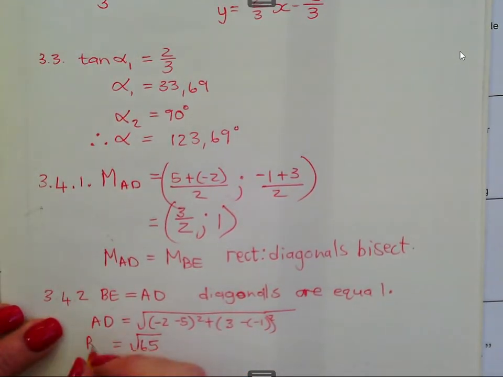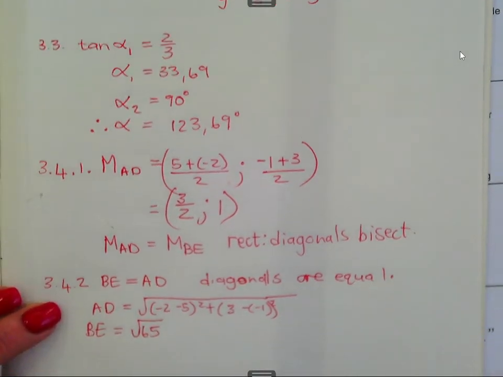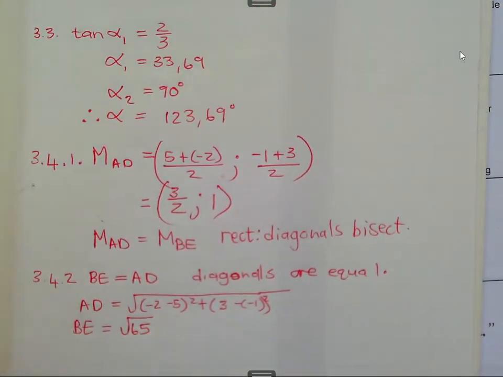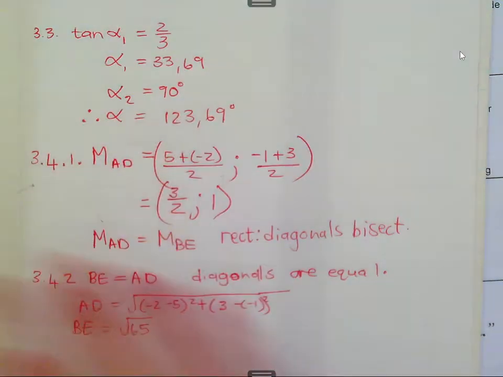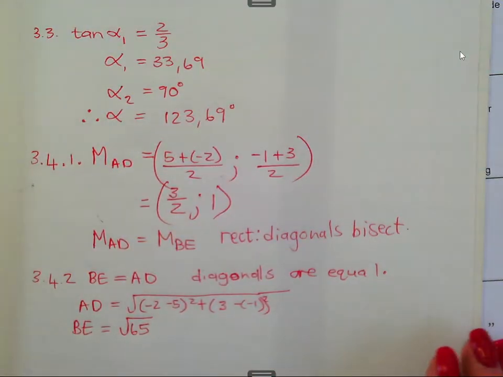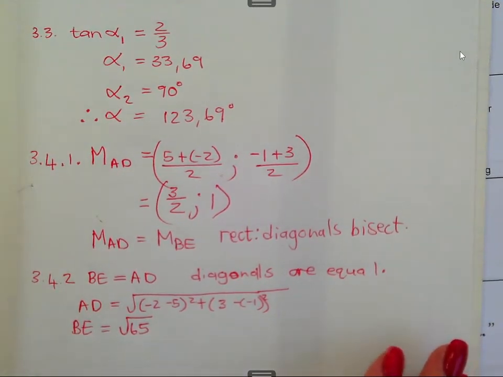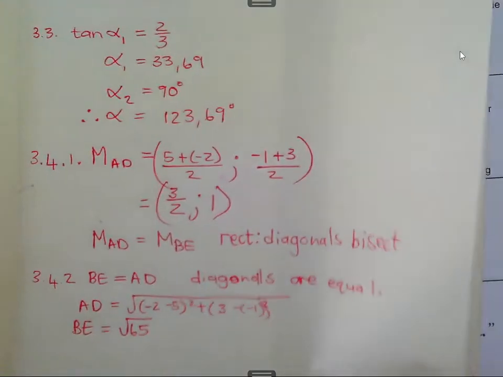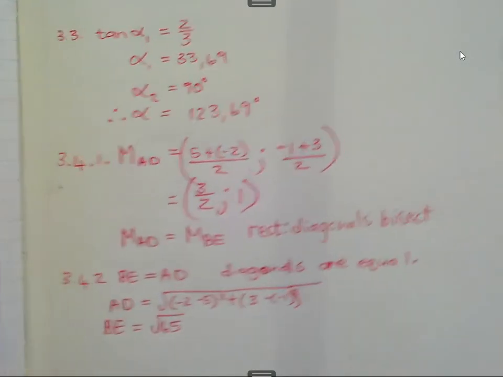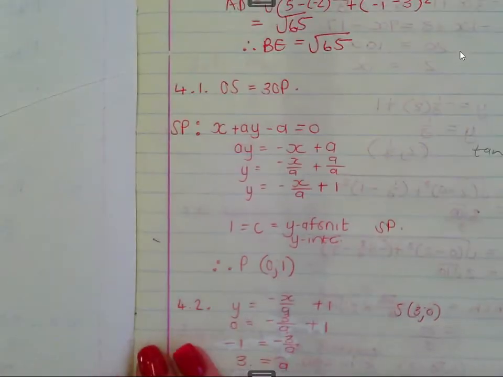And that is the length of BE as well. How did it go with this question? Good. Okay. The last question, question 4, was a little bit tough. Okay, it was a tougher question. But if you are okay with number 3, then I'm happy. That's the normal trend of the questions that we're going to get in a test. Okay, question 4.